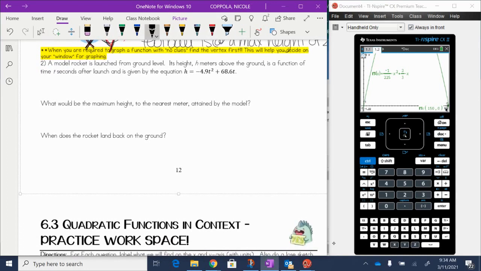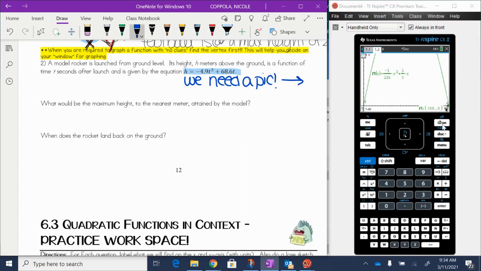A model rocket is launched from ground level. Its height in meters above the ground is a function of time, and they're giving us this beautiful equation. With questions like this, it's really hard to know anything about the graph without looking at it. So we always need a picture, and to get a picture, we're going to graph it on our calculators. Lucky for us, I've got my calculator right here.